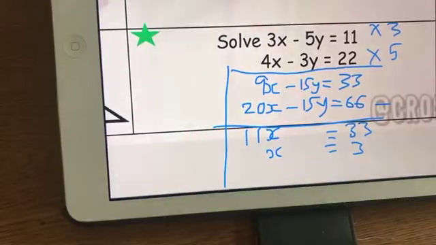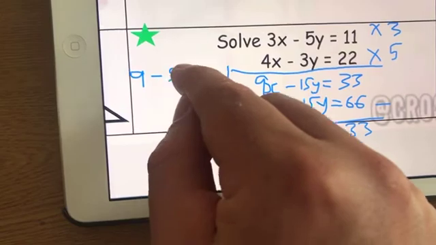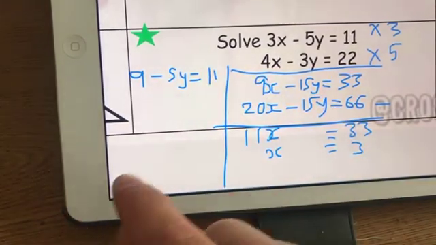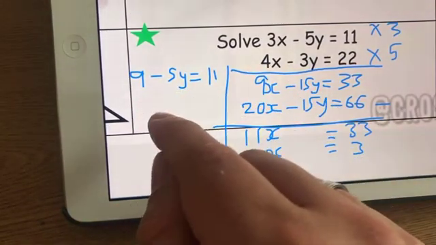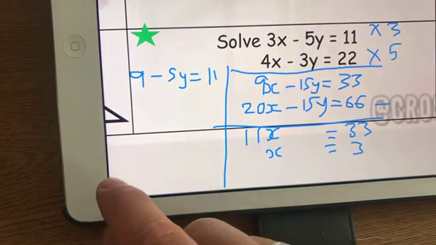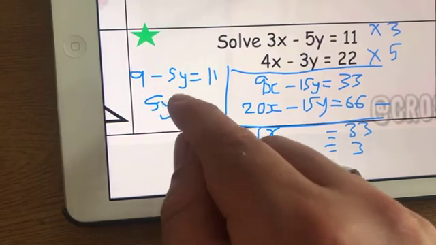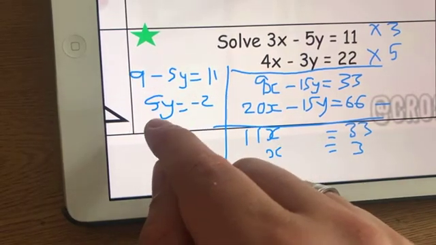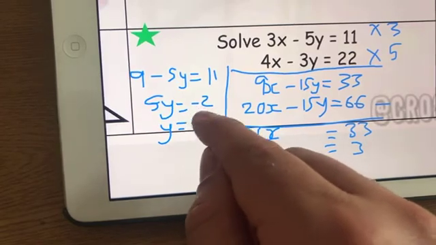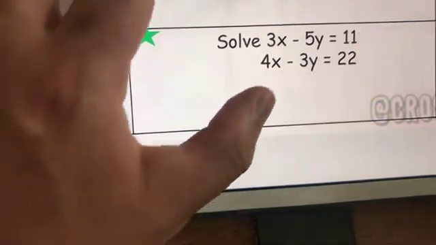I end up with 3x. So 3 times 3 is 9. Take away 5y equals 11. If I add 5 and take away 11, I end up with 5y equals minus 2. And if I divide through by 5, I end up with y equals minus 2 over 5. 3 marks.